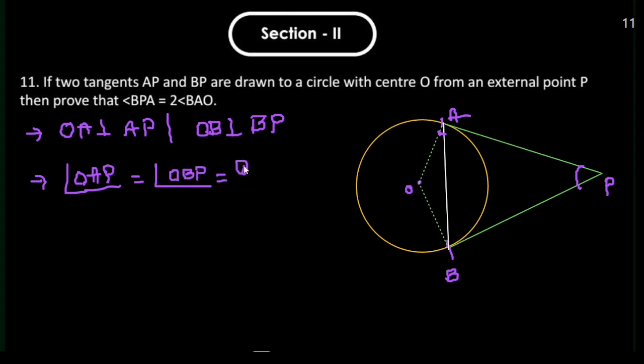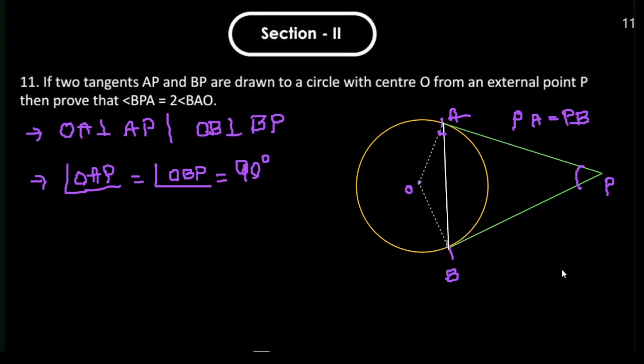OBP is also 90 degrees. These two are equal and these two are equal to 90 degrees, right? And here you can see the distance between A to P is equal to B to P, right? So here we can understand that PA is equal to PB. Got it? So these are the observations from this diagram.